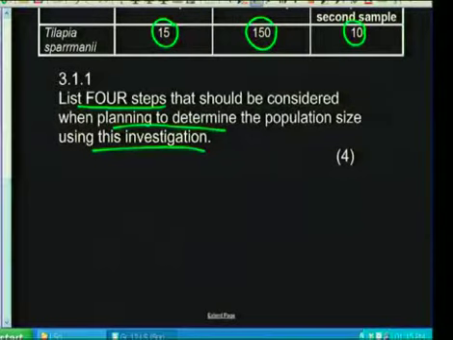This question deals with the mark recapture, where a population was caught, it was tagged, it was then released, and after a period of time a second sample was caught, and that was counted, and we looked at how many were tagged in the second sample. That information has been presented in a table, and we would need to use that information to answer the next question. So the question that we have, 3.1.1, deals with what are the precautions that need to be taken to ensure that this investigation is carried out correctly.